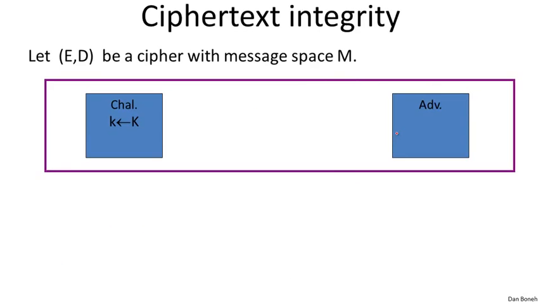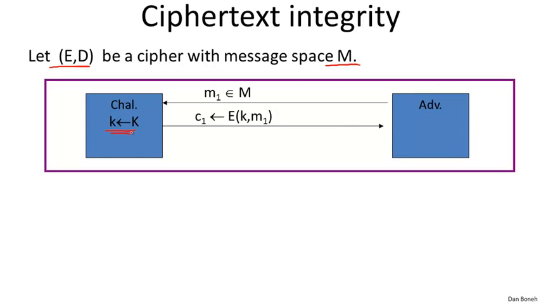More precisely, let's look at the ciphertext integrity game. So here, E is a cipher with message space M. As usual, the challenger begins by choosing a random key K, and now the adversary can submit messages of his choice and receive the encryptions of those messages. So here, C1 is the encryption of M1, where M1 was chosen by the adversary. And the adversary can do this repeatedly. In other words, he submits M2 and obtains the encryption of M2, and so on and so forth. He submits many more messages up until Mq and obtains the encryptions of all those messages.